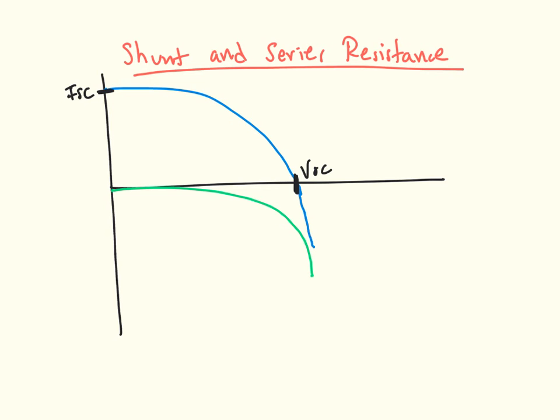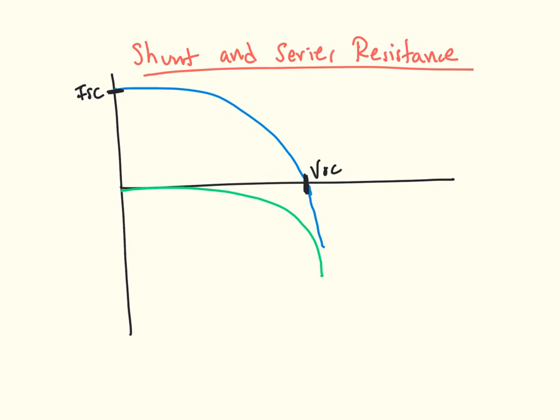So, in order to find the shunt resistance, you're going to find the inverse slope at the short circuit current. So you find the inverse slope at this point, and that gives you an estimate of what the shunt resistance is. And then in order to find the series resistance, you find the inverse slope at the open circuit current, and that's going to give you the series resistance.